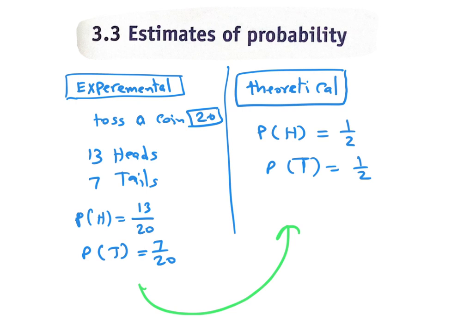But if you have a few number of trials, they will be different. Understood? If you increase the number of trials, the experimental will be closer to theoretical. Okay? Understood? The difference between experimental and theoretical.